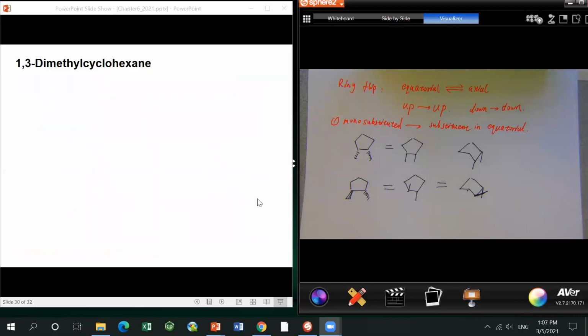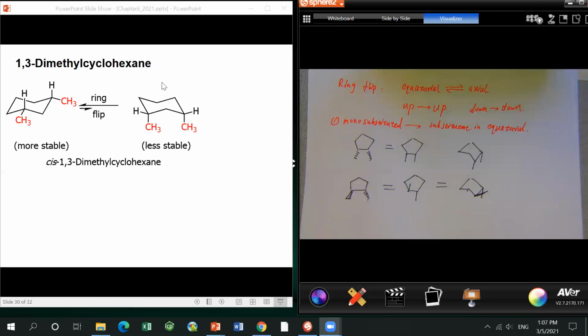All right, when we come to ring flip structures for disubstituted cyclohexane, the situation gets more complicated. We first talk about two substituent groups of the same size. It also really depends on whether the two substituents are in the 1,2, 1,4 or 1,3 position, and cis or trans. So the situation can get very complicated. Here we use 1,3-dimethylcyclohexane as an example. It can be trans, and it can also be cis.